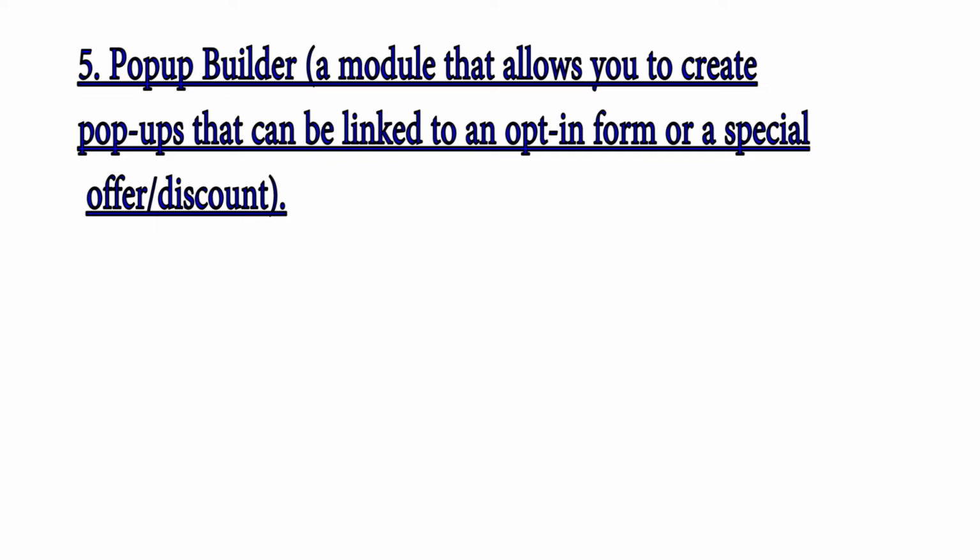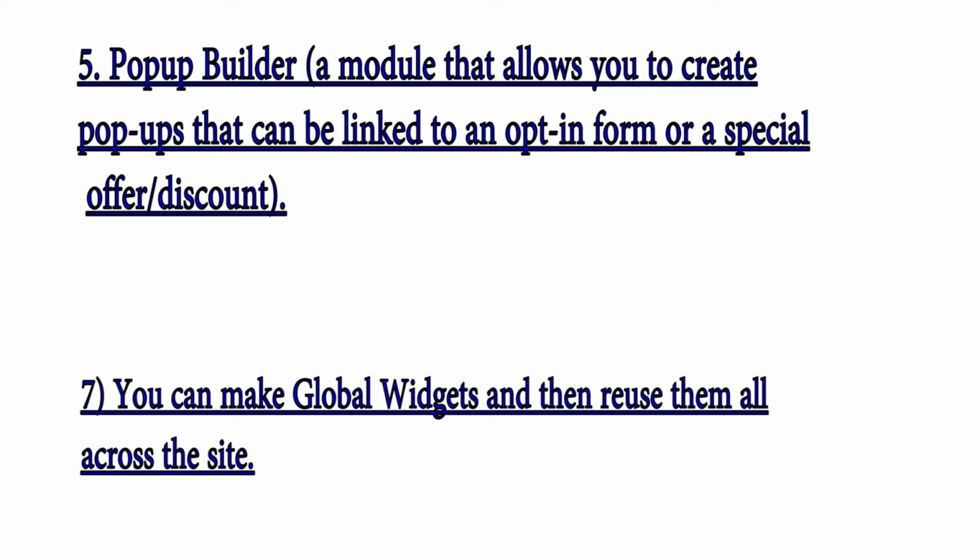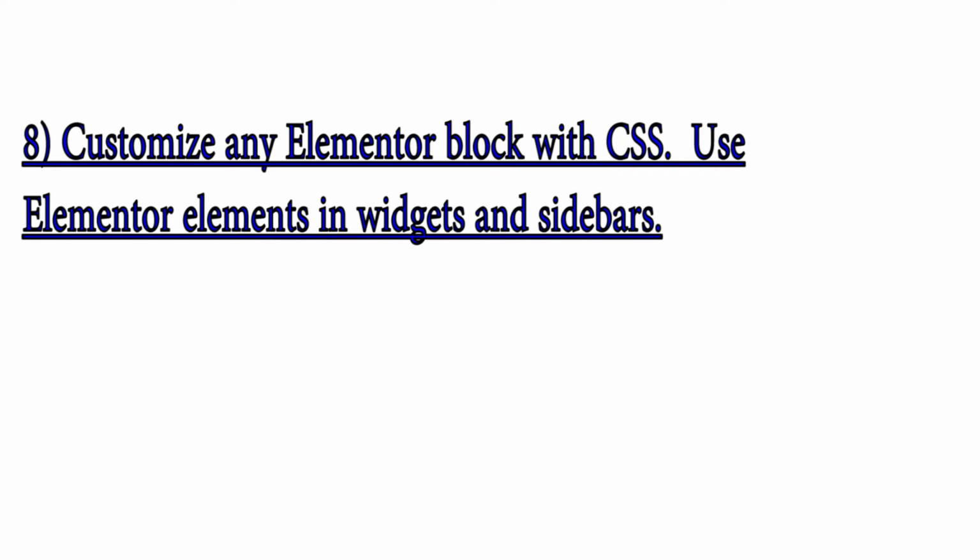Likewise, another feature is a pop-up builder, a module that allows you to create pop-ups that can be linked to an opt-in form or a special discount offer. There is a visual form builder too, which comes with integration with popular marketing tools. You can make global widgets and reuse them across the site. Furthermore, you can customize any Elementor block with CSS and also use Elementor elements in widgets and sidebars.